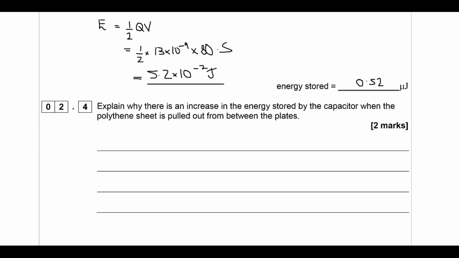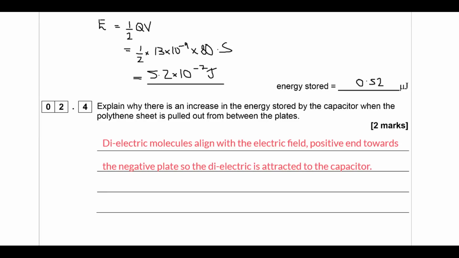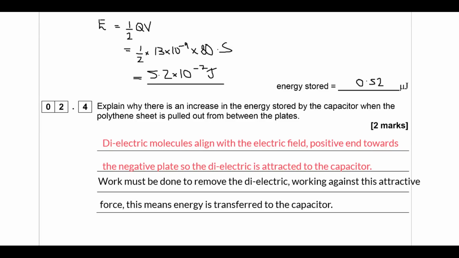So let's get that down. So that's the first part there. So the dielectric molecules align with the field, so their positive end is towards the negative plate. So actually the dielectric becomes attracted to the capacitor. And so we finish it off. We have to do work to remove it because it's attracted to the capacitor. That work is then transferred to energy stored in the capacitor, which is why it increases. Okay, so that finishes question 2. Let's move on to question 3.